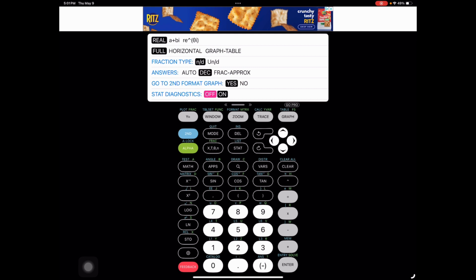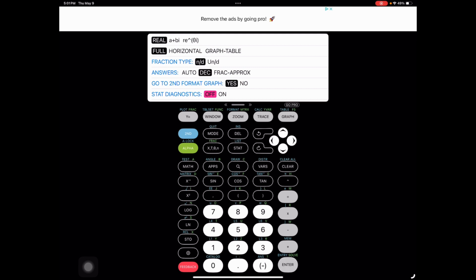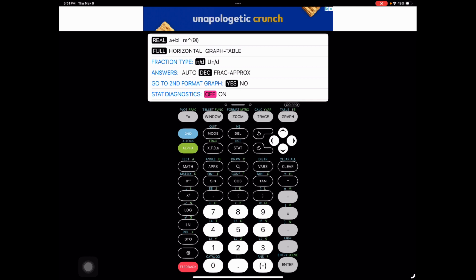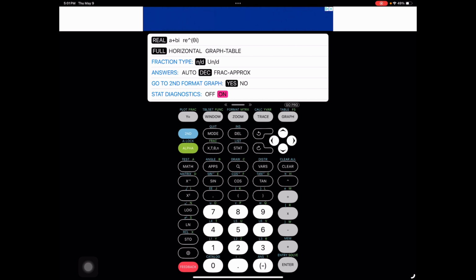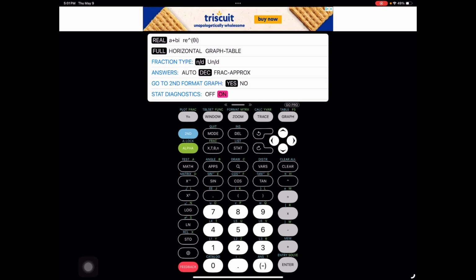And where it says stat diagnostics, off, if I wanted it off, I would hit enter on off just to show you. So I'm going to arrow over to the right and hit enter. And now I know for sure that stat diagnostics is on. That's the only extra stroke on the calculator that you have to do today. Just make sure that's on your mode screen. And now everything else is going to follow similar to what we did in the prior lesson.